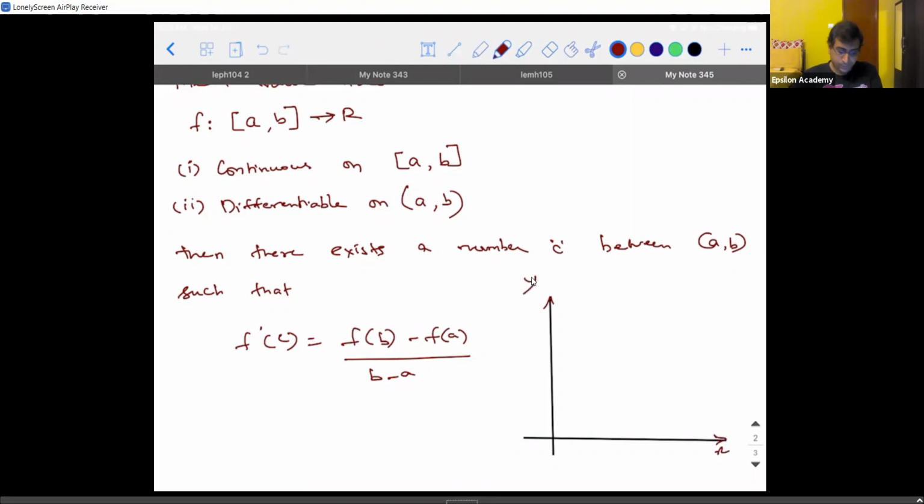X, Y. Okay. So since here f of a is not equal to f of b, what can I say about the types of function? They can either be an increasing function or a decreasing function, or they can be increasing and decreasing also. We don't know. But I can say that the function values at the extreme points are definitely not equal.